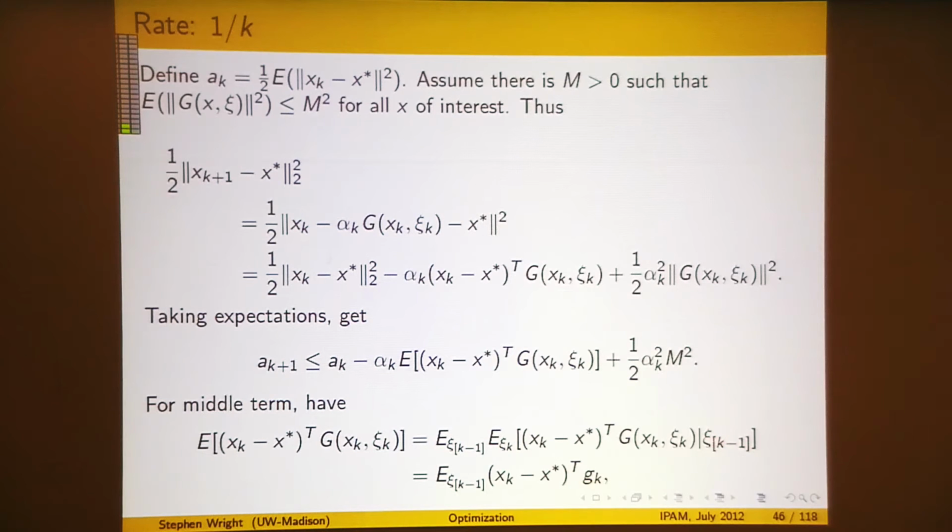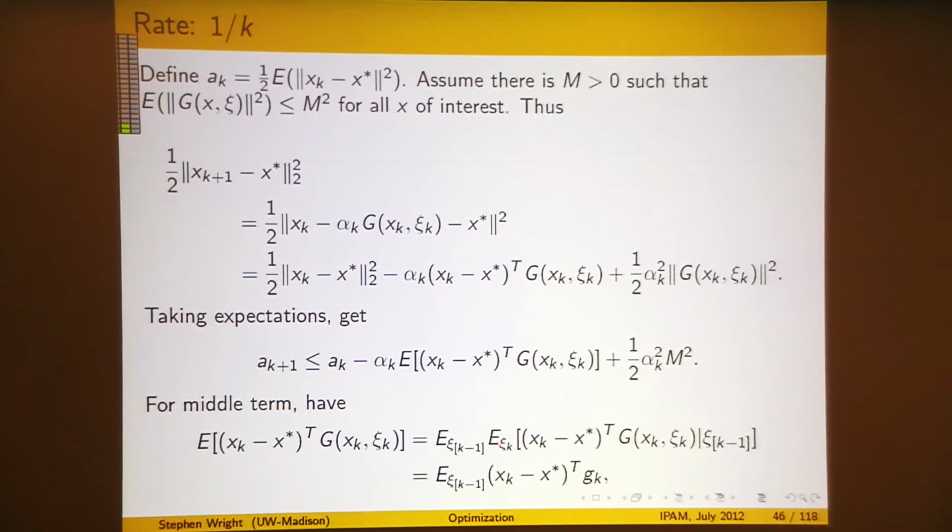So this notation, with the square brackets in the subscript, means all the random variables psi 1 through psi k minus 1, okay? So I just separate out psi k from everything that came before. And when I take this conditional expectation with respect to psi k, I now use the fact that x_k does not depend on psi k. It only depends on psi 1 through psi k minus 1.